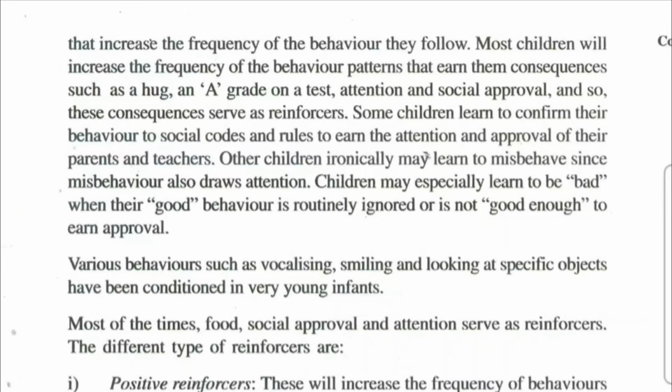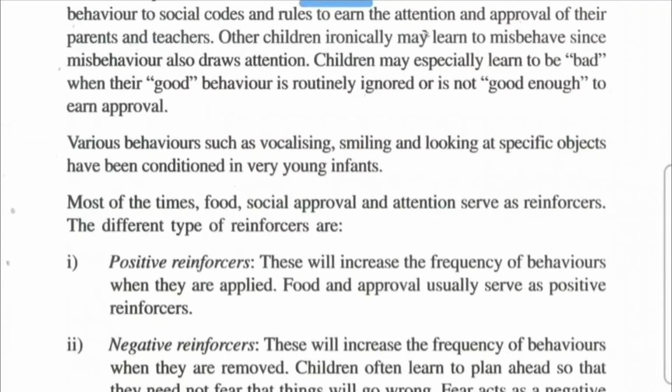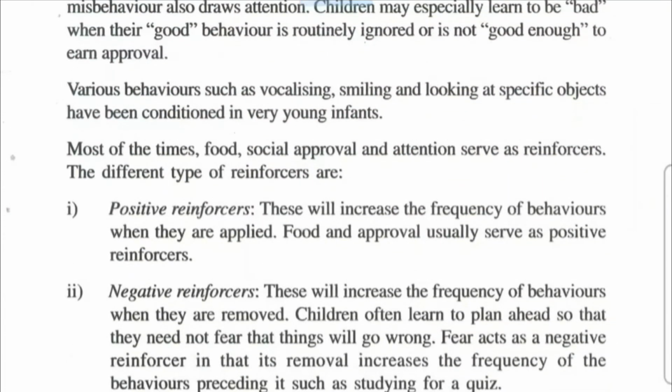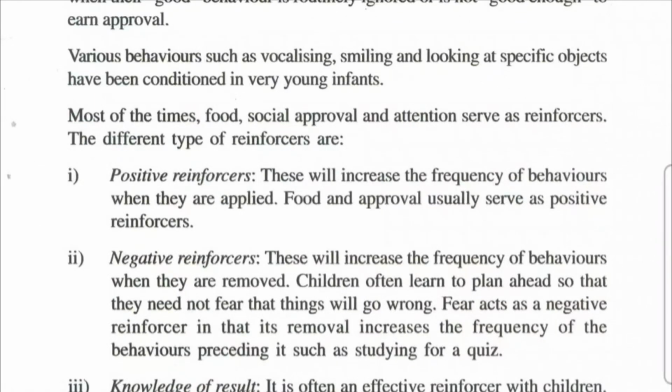Some children learn to conform their behavior to social codes and rules to earn the attention and approval of their parents and teachers. Other children, ironically, may learn to misbehave, since misbehavior also draws attention. Children may especially learn to be bad when their good behavior is routinely ignored or is not good enough to earn approval. Various behaviors, such as vocalizing, smiling, and looking at specific objects, have been conditioned in very young infants.